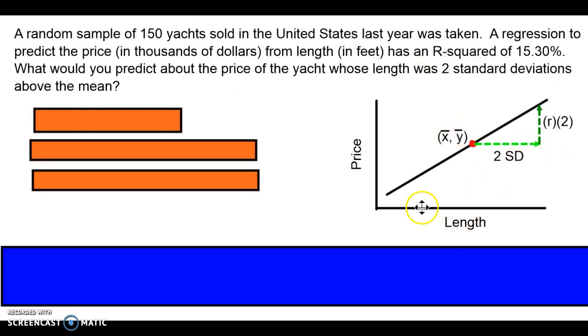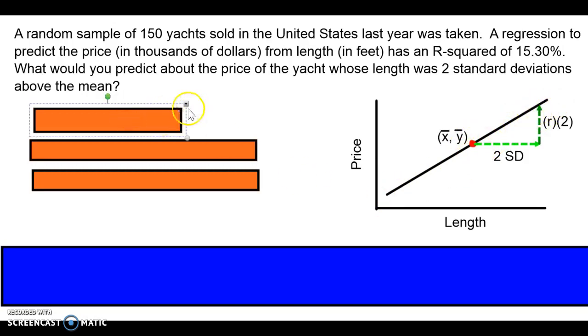Well, if I draw this picture, the first thing I need to think about is, is this a positive relationship or association, or is this a negative association? Well, in general, the longer the yacht, the more expensive it is going to be. A yacht that is 500 feet long is going to sell for more than a yacht that is 50 feet long. So that's something to keep in mind. This is going to be a positive correlation, a positive association between these two variables.